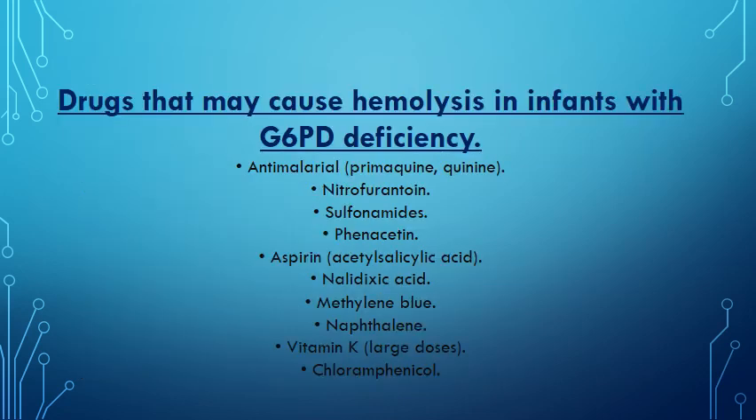Some drugs may cause hemolysis in infants with G6PD deficiency, like anti-malarial drugs, nitrofurantoin, sulfonamide, phenacetin, aspirin, acetylsalicylic acid, nalidixic acid, methylene blue, naphthalene, vitamin K, and chloramphenicol.